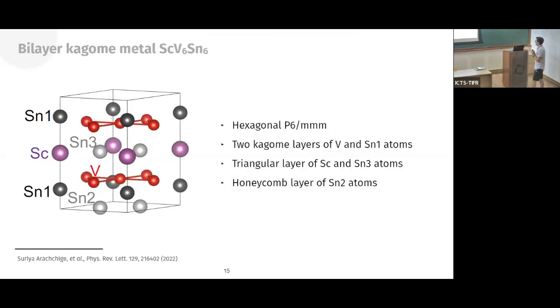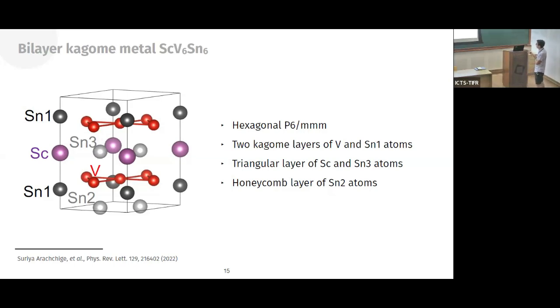So that's the structure for this compound at high temperatures, and it's a hexagonal compound. It has two Kagome layers with the vanadium atoms in red and tin atoms, which I label tin 1. So there are three different tin sites in this structure. So the tin 1 are the ones in the Kagome layers.